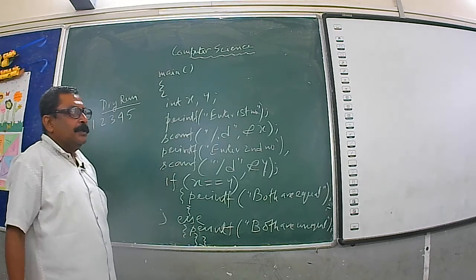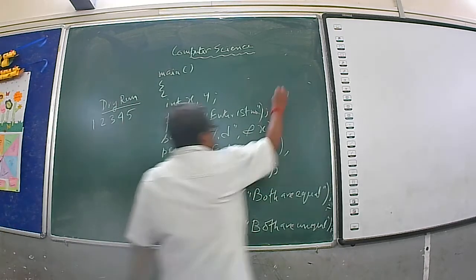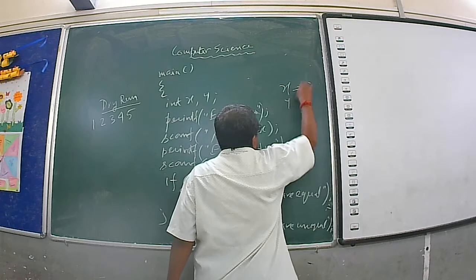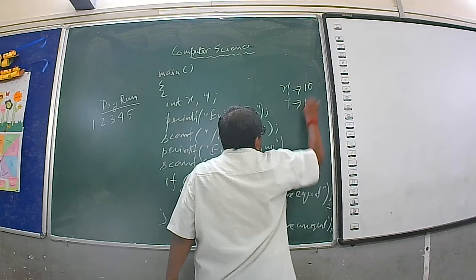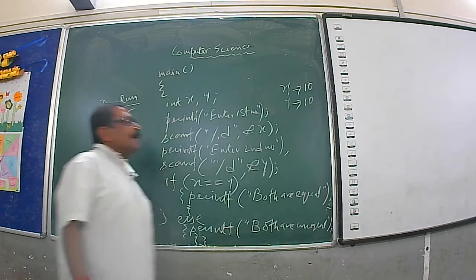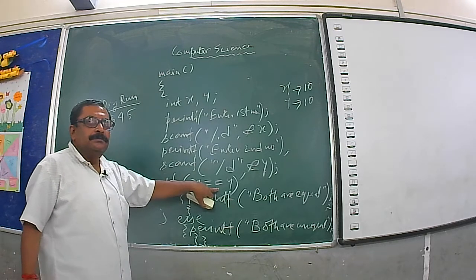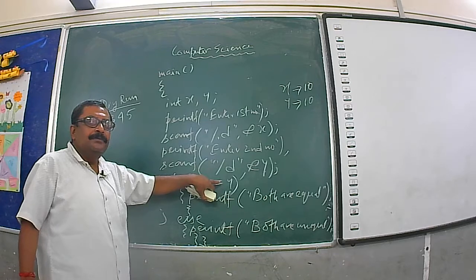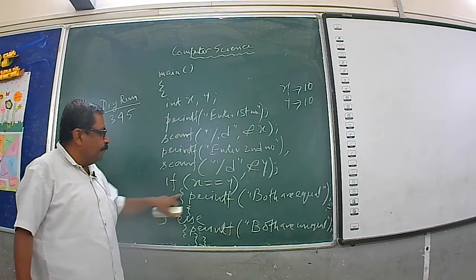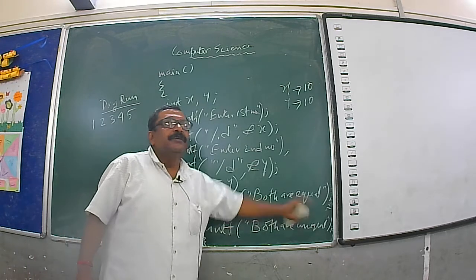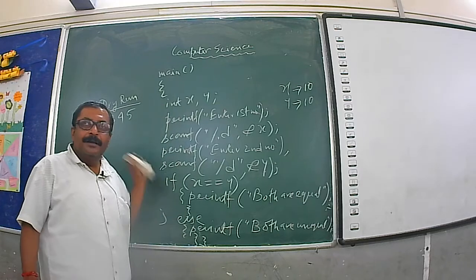Now the user enters the value. Say for example, the user enters x value as 10 and y value as 10. x is equal to y. 10 is equal to 10. True. Printf, both are equal. That message will come up.